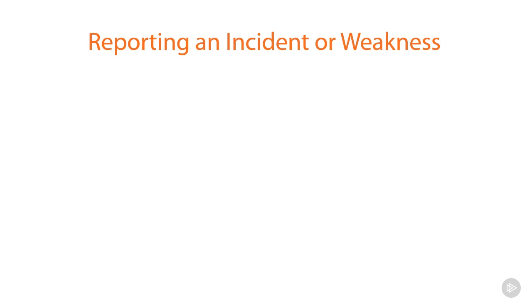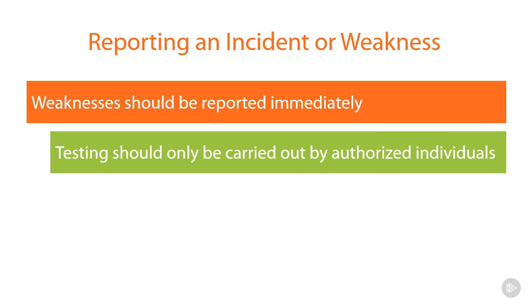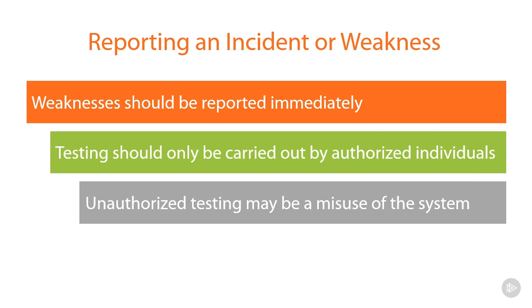So what should you do if a weakness is identified? Well, first of all, weaknesses should be reported immediately. Also, the person that's reporting the weakness should not, under any circumstance, attempt to test and validate the suspected weakness. Testing should only be carried out by authorized individuals. Unauthorized testing of weaknesses might be interpreted as a potential misuse of the system, and there could be disciplinary actions against the individual that was trying to do that test. So it should only be done by authorized individuals.